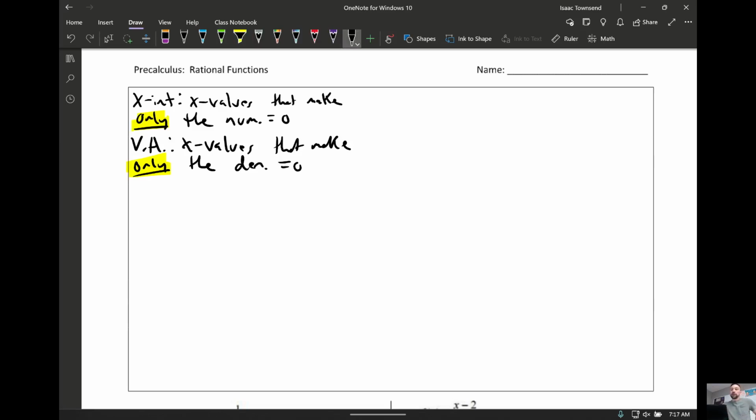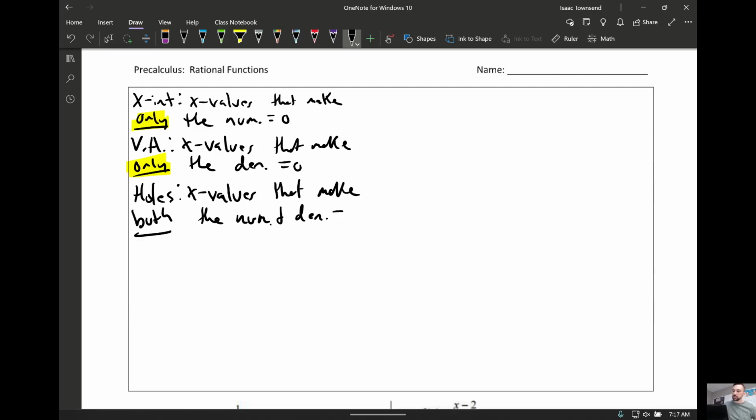Because if it makes the numerator and denominator 0, then it is no longer an x-intercept, nor is it a vertical asymptote. Instead, it would be a hole. Holes occur for any x values that make both the numerator and denominator equal to 0. So those underlined, highlighted parts there make them unique. If x equals 3 is an x-intercept, it cannot be a vertical asymptote or a hole. If it's a vertical asymptote, it can't be an x-intercept or a hole. It can only be one of these three things at a time.